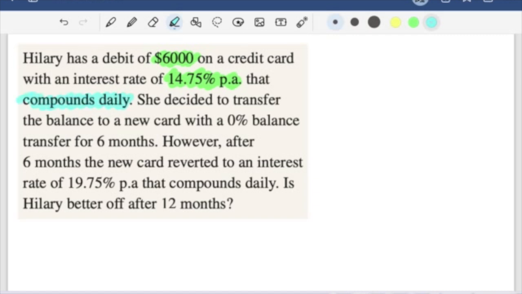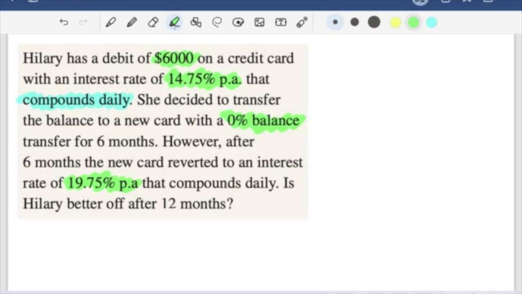If you remember in the previous video, we said that most of these credit cards will actually compound and you'll get charged interest on a daily basis. Okay. The next part, it's saying she decided to transfer the balance to a new card with a 0% balance transfer for 6 months. So that means that interest is not getting charged for these 6 months. However, after 6 months, the new card reverted to an interest rate of 19.75% per annum that compounds daily. Is Hillary better off after 12 months?